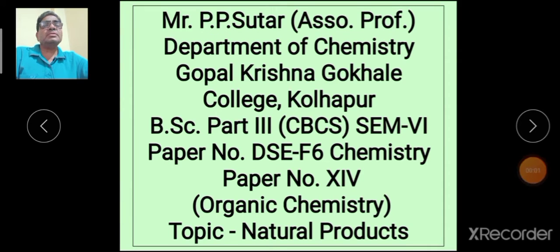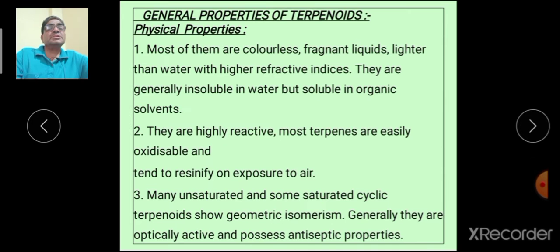Welcome students. In the previous lecture, we have seen some information about terpenes and terpenoids. Now here we are proceeding further. Now, general properties of terpenoids. First, physical properties. Most of them are colorless.